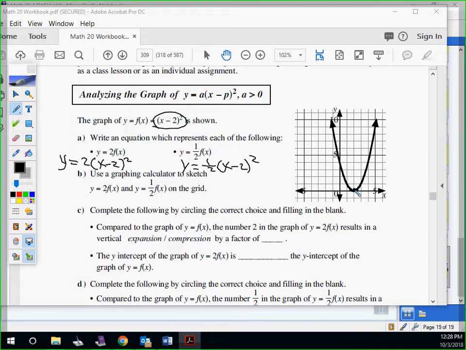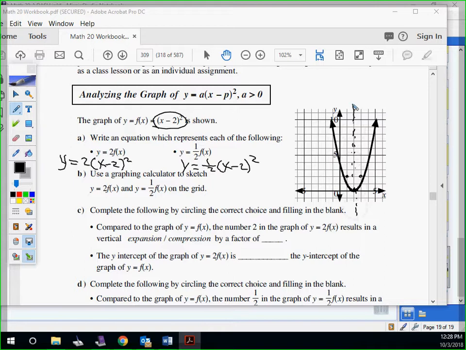But let's put in 1 now. 1 minus 2 is negative 1. Negative 1 squared is positive 1, times 2 is 2. So when I go to 1, I'm at 2. You can already see it went a little higher than the line that was already there. Let's try 3. 3 minus 2 is 1, 1 squared is 1, times 2 is 2. It's symmetric. We expected that, because here's the axis of symmetry. For those of you who were gone yesterday, the axis of symmetry is what cuts the parabola in half.